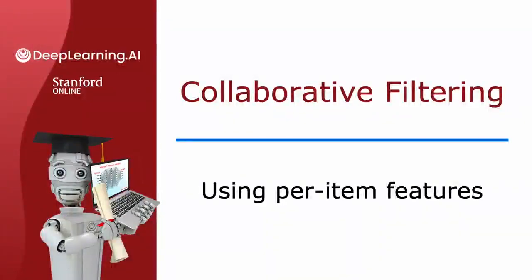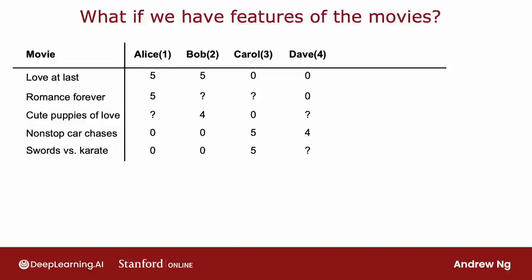So let's take a look at how we can develop a recommender system if we had features of each item, or features of each movie. So here's the same data set that we had previously with the 4 users having rated some but not all of the 5 movies. What if we additionally have features of the movies?